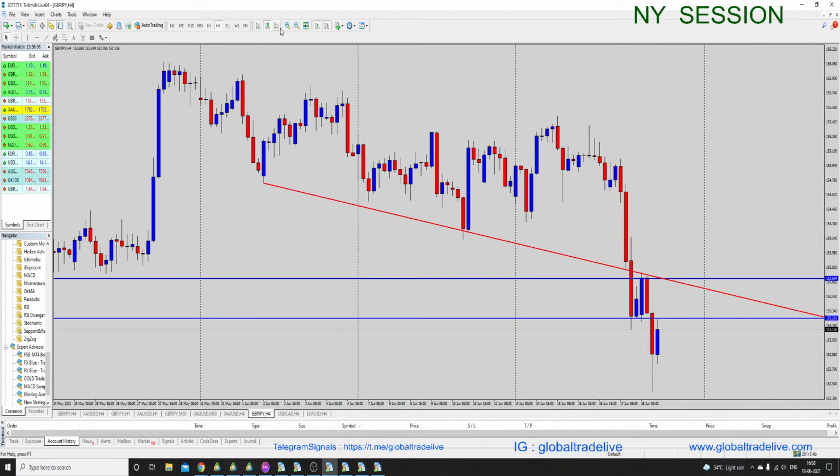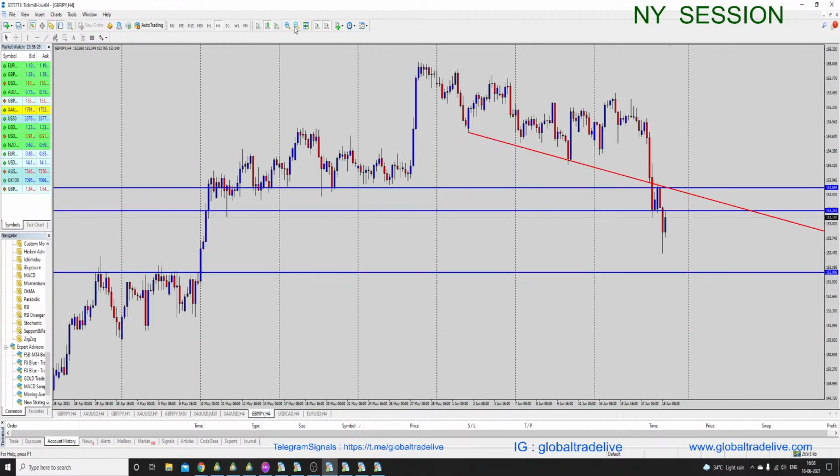Let's go back to the 4-hour, and the 4-hour has more than 2 hours left to close. In that time, it can reject this area, creating an extreme rejection wick over here, and turn around to fill this wick over here.